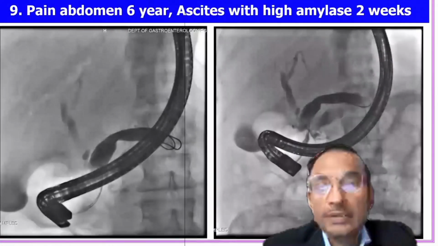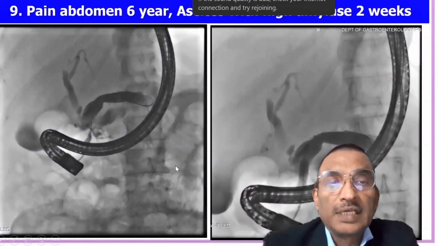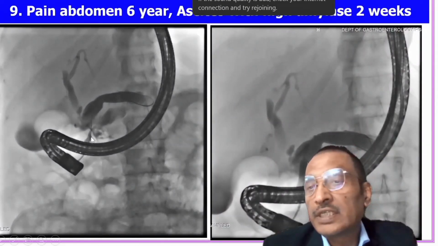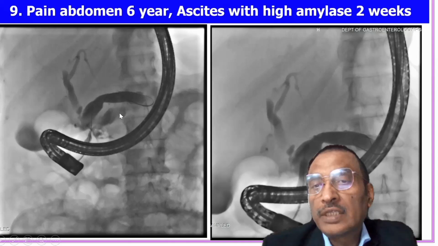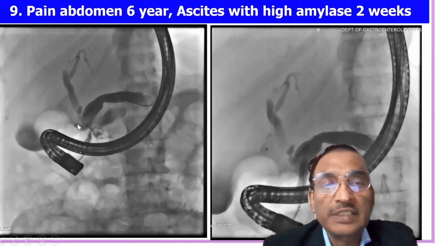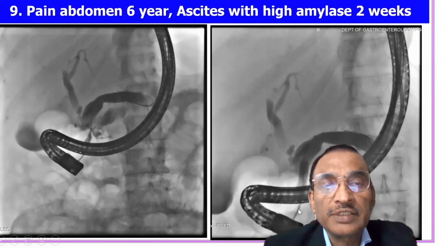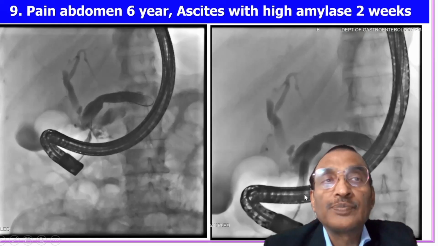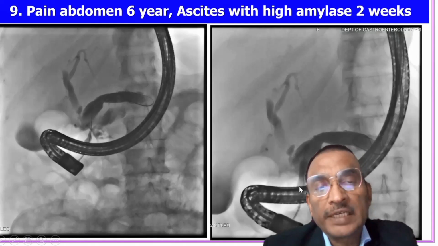So again what you are seeing here is that we have gone into the, this is the pancreatic duct and this is the bile duct. Okay, so we have gone into the pancreatic duct, and this structure which you are seeing is a dilatation balloon.